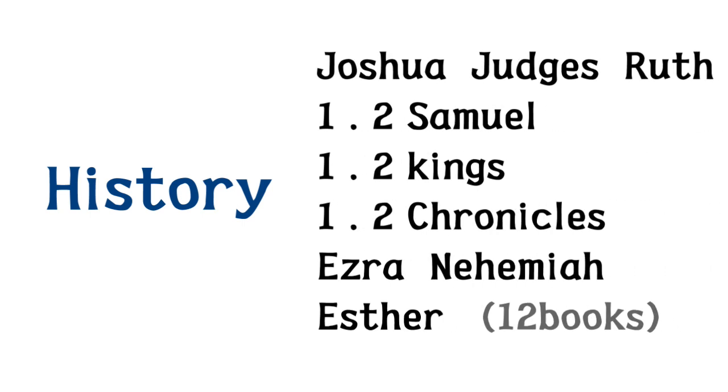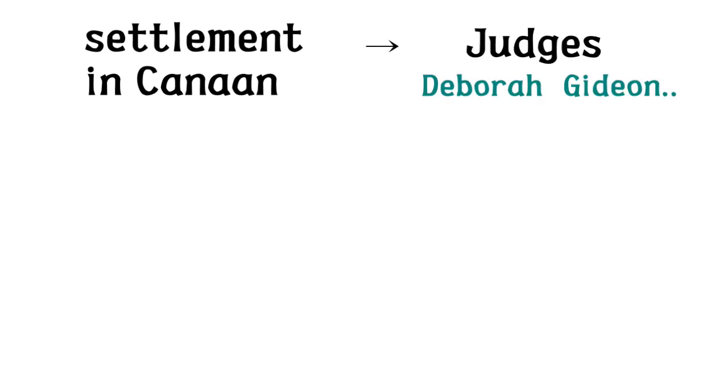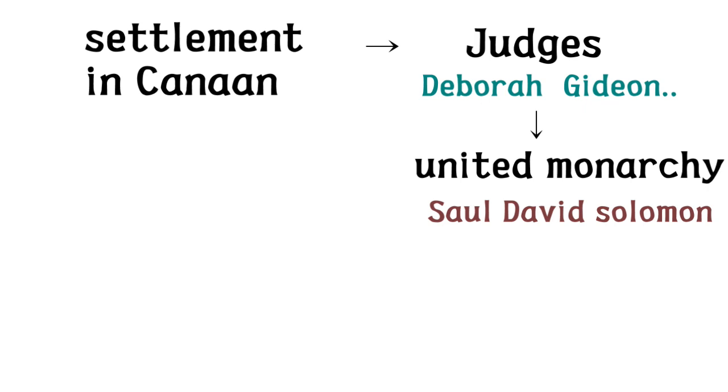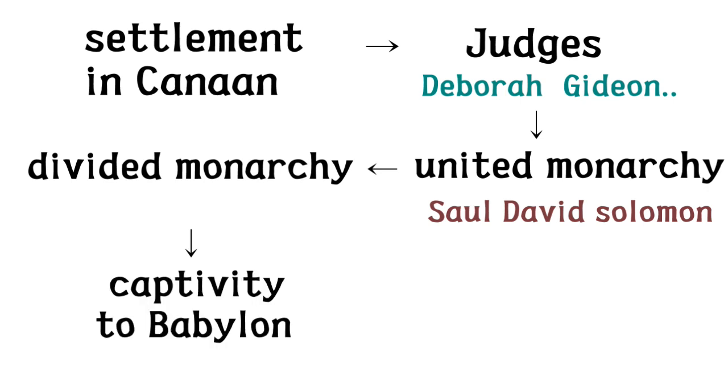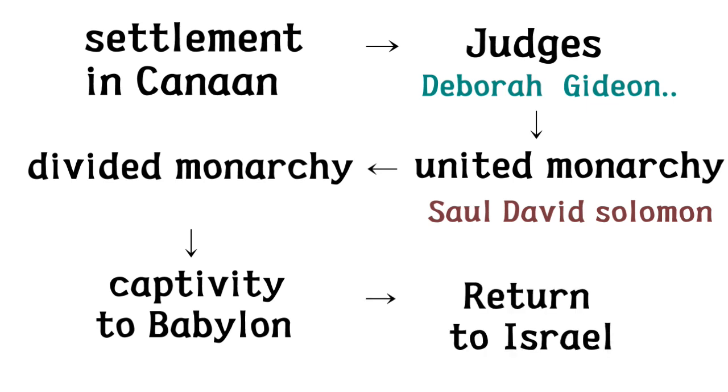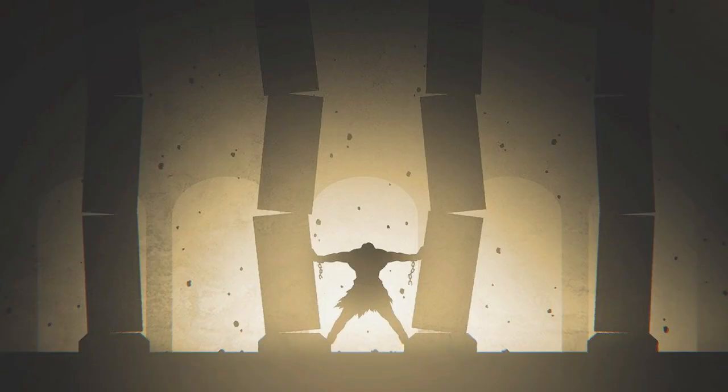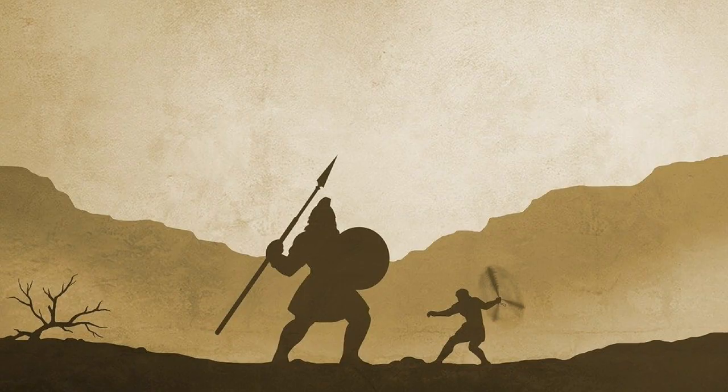The second part is the history. There are 12 books from Joshua to Esther. It is about settlement in the land of Canaan, the period of Judges, the united monarchy of Saul, David, and Solomon, and the monarchy divided into the kingdom of Judah and the kingdom of Israel, and to the story of captivity in Babylon and return. It is the history of the Israelites. Since it is history, there are stories, various characters, and interesting anecdotes. It may be an easy part to read in the Old Testament.